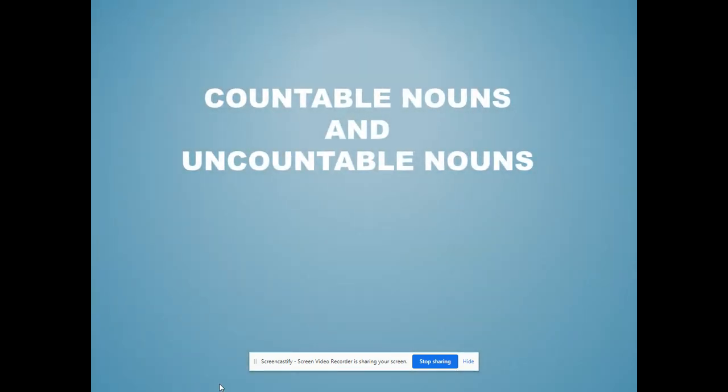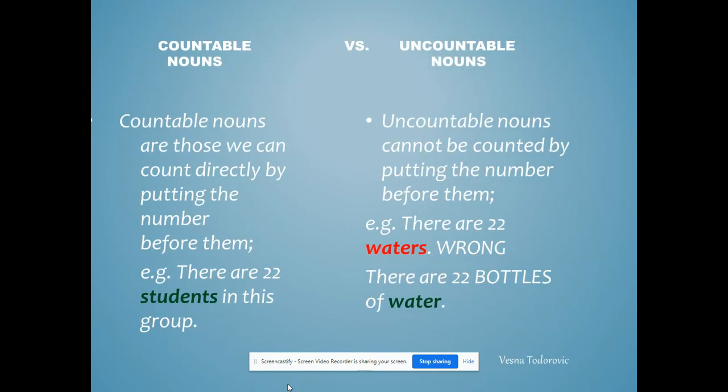Today, we're going to talk about countable and uncountable nouns. We have all heard of what countable and uncountable nouns are, but sometimes we are very confused when we need to use countable or uncountable nouns. So let's take a look at the difference.